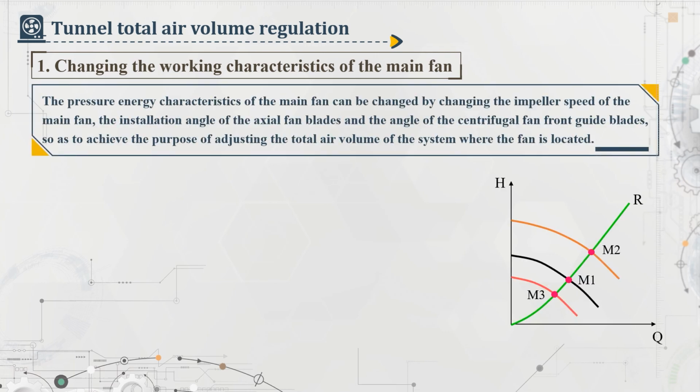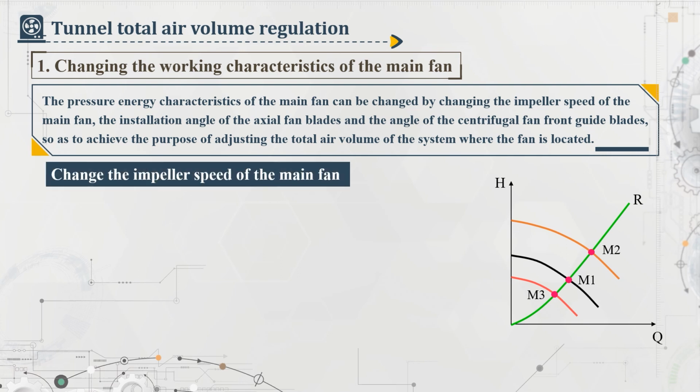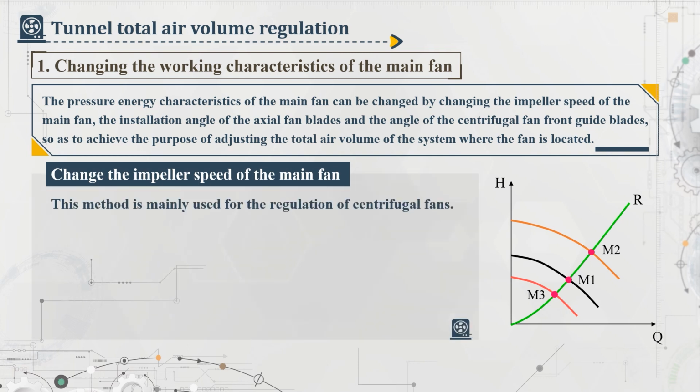Change the working characteristic of the main fan. The pressure energy characteristics of the main fan can be changed by changing the impeller speed of the main fan, the installation angle of the axial flow fan blades, and the angle of the centrifugal fan front gate blades, so as to achieve the purpose of adjusting the total air volume of the system where the fan is located. 1. Change the impeller speed of the main fan. This method is mainly used for the regulation of centrifugal fans.